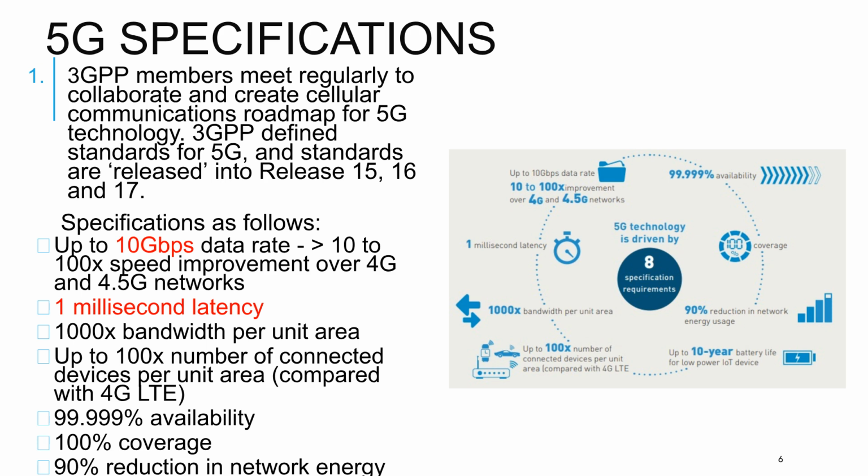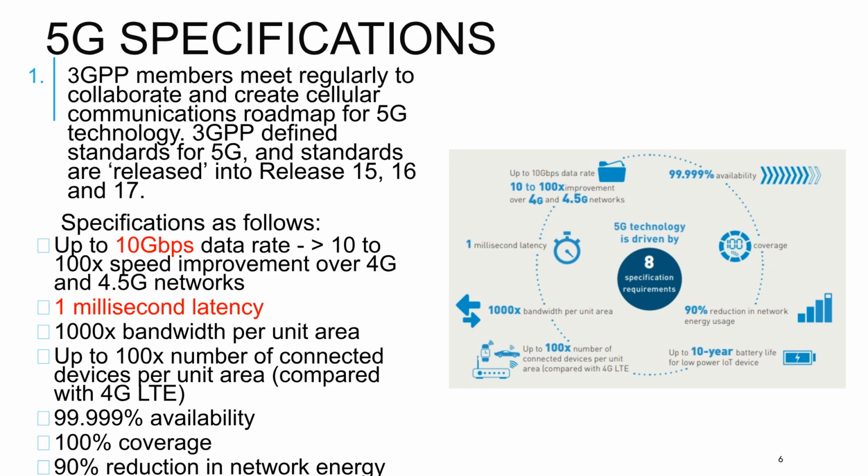5G specifications. 3GPP members meet regularly to collaborate and create a cellular communications roadmap for 5G technology. 3GPP defined standards for 5G, and standards are released in Release 15, 16, and 17. Specifications are as follows. Up to 10 gigabits per second data rate, greater than 10 to 100x speed improvement over 4G and 4.5G networks. 1 millisecond latency, 1000x bandwidth per unit area.